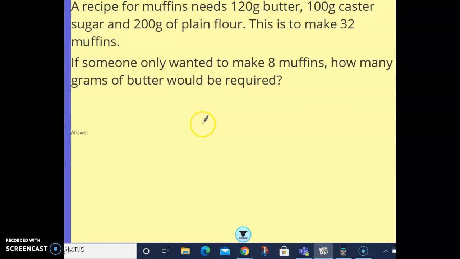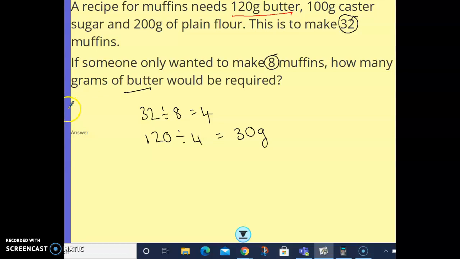A recipe for muffins needs 120 grams of butter, 100 grams of caster sugar and 200 grams of plain flour. This is to make 32 muffins. What if we wanted to make 8 muffins? How many grams of butter would we require? Okay, so butter is 120 grams. That was to make 32 of them. We only want to make 8. So 32 divided by 8 is 4. So we only need a quarter of the ingredients. So we had 120 grams to begin with, but only need a quarter of them, so I'm going to divide by 4. So I would need 30 grams of butter.